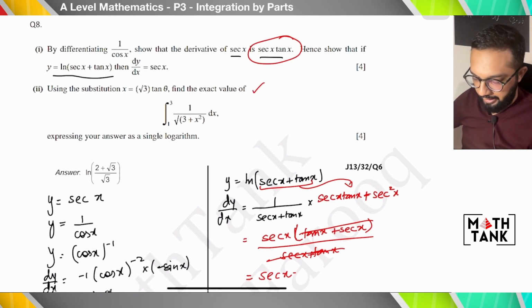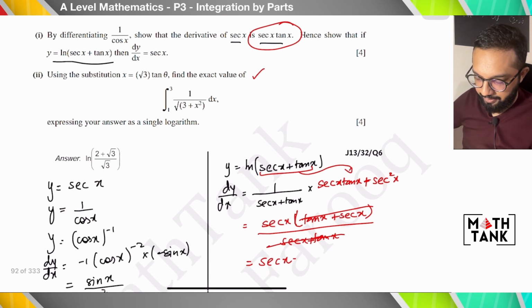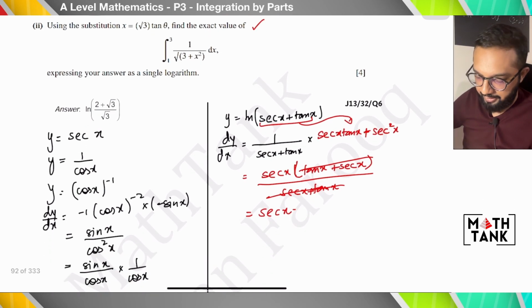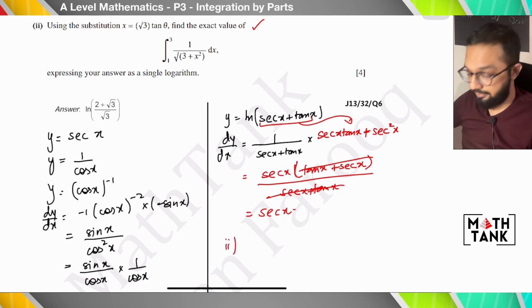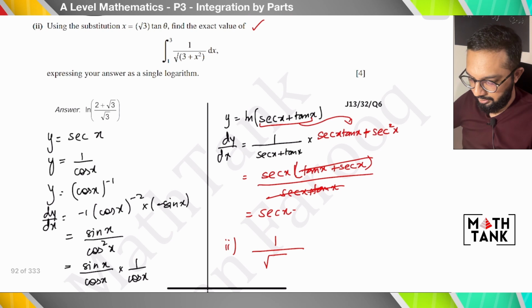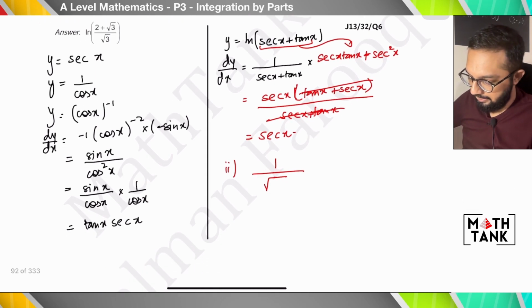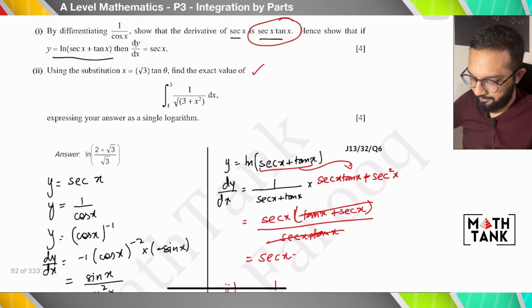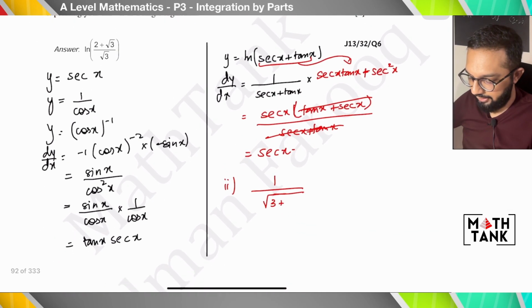That was simple. Let's see using the substitution x equals root 3 tan theta. Part 2. Find the exact value of this: the integral of 1 over root of 3 plus (root 3 tan theta) whole squared.